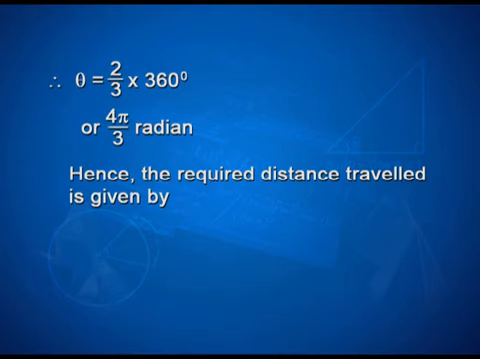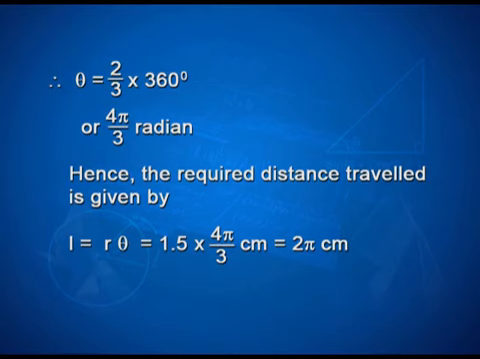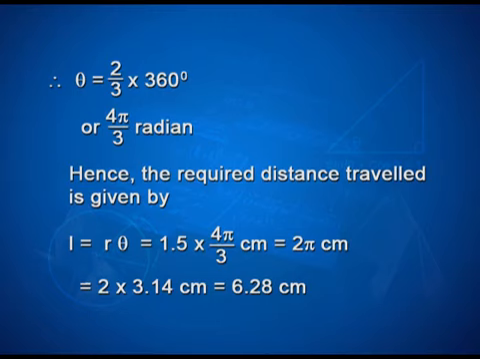Hence, the required distance travelled is given by L is equal to r theta, an important relation, is equal to 1.5 into 4 pi upon 3 centimeters, which on simplification gives us 2 pi centimeters. We are using the value of pi as 3.14 as it is given in the question, and we can write it as 2 into 3.14 centimeters, that is equal to 6.28 centimeters.